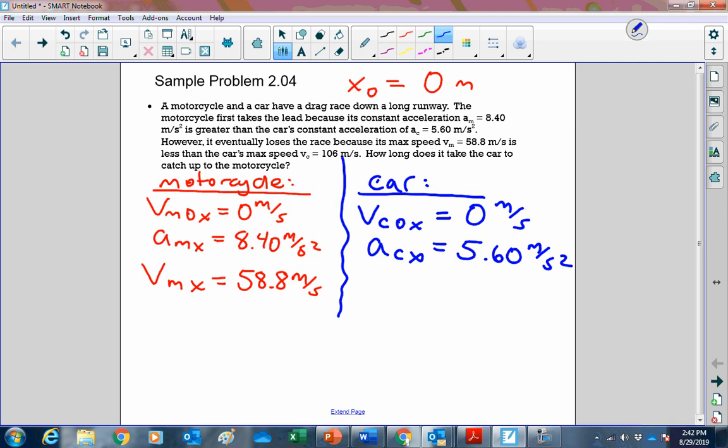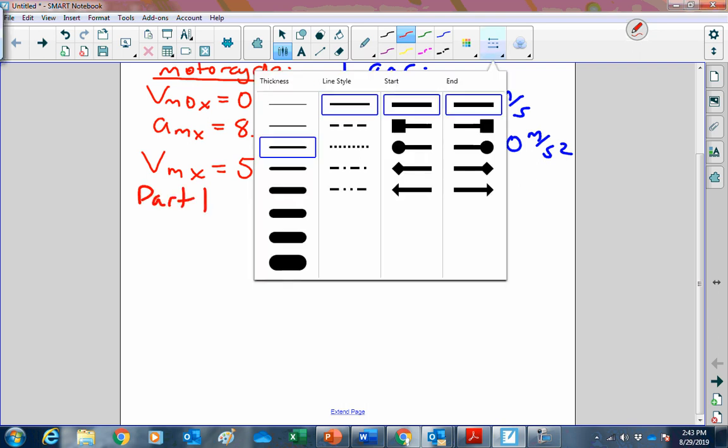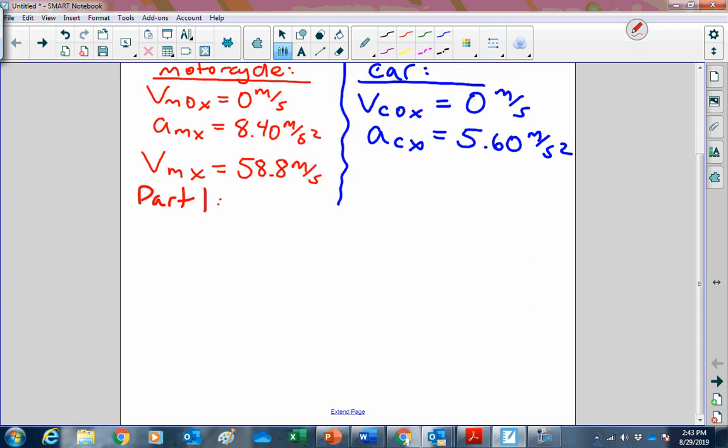But I'm going to first take the information I know about the motorcycle and solve for how long it's going to take and how far the motorcycle is going to go in its acceleration phase, because I already have enough information to determine those two things. So first of all, let's say part one is my speeding up phase for the motorcycle. So let's do this.